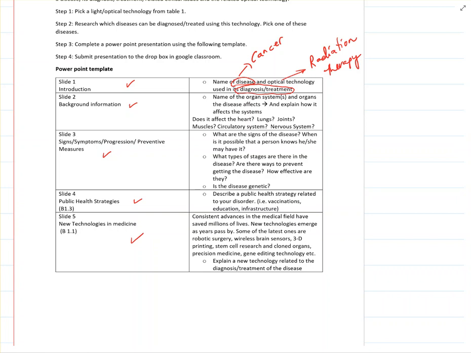In slide 3, again, it's very self-explanatory. You are talking about the signs, symptoms, progression, and if there are any preventive measures for the disease that you chose. So what are the signs? How would the person know they have it? What are the stages? Some diseases do not have stages, then that's what you mention, that this disease has no stages. If there are, then roughly explain what those stages are. Is there a way for you to prevent the disease, and is the disease genetic?